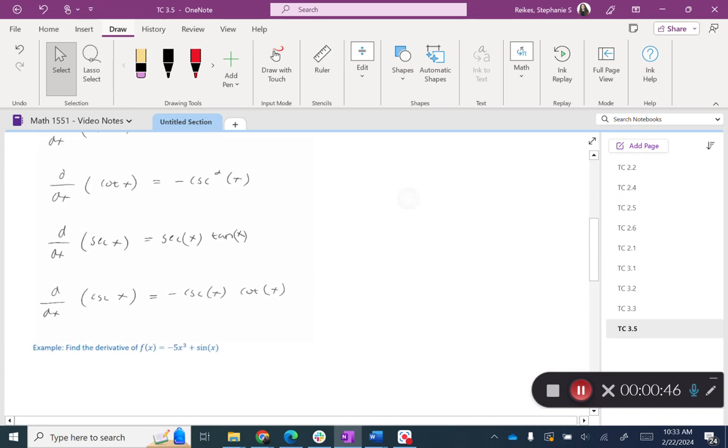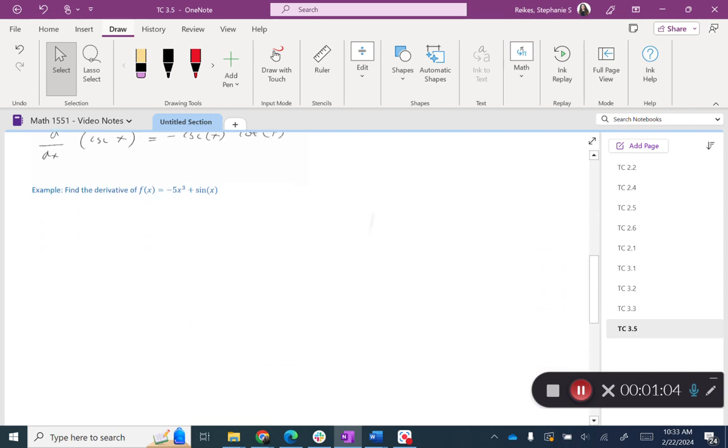Two more, we have the derivative of secant x, which is equal to secant x times tangent x. And lastly, d by dx of cosecant x is equal to negative cosecant x times cotangent x. Let's take a look at some examples.